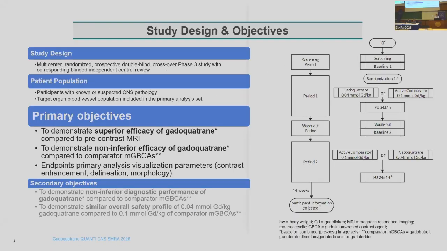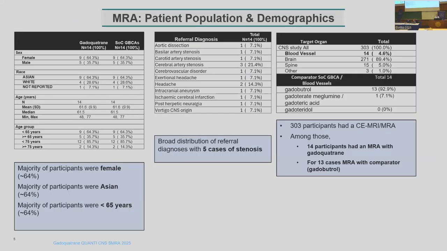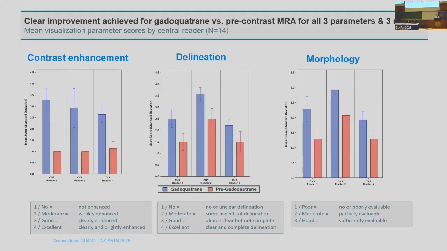The study design and objectives: this was the overall QUANTI CNS. So this was for 305 patients, an intra-individual comparison randomized trial, where the centers were blinded as to which agent the participants were getting. We just looked at the sub-study of those who actually had MRA as part of their CNS study. We didn't mandate MRA, so only 14 patients actually had contrast-enhanced MRA as part of their study. So we just looked at these for this particular sub-study.